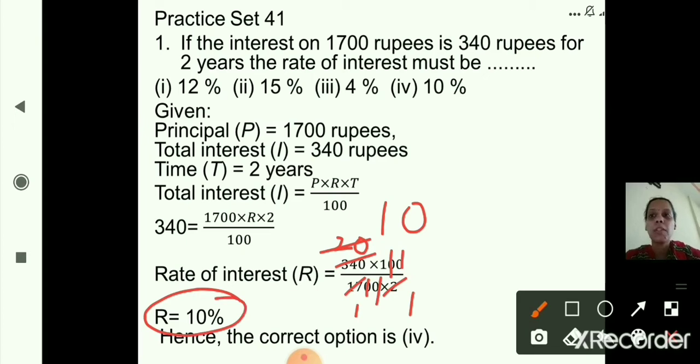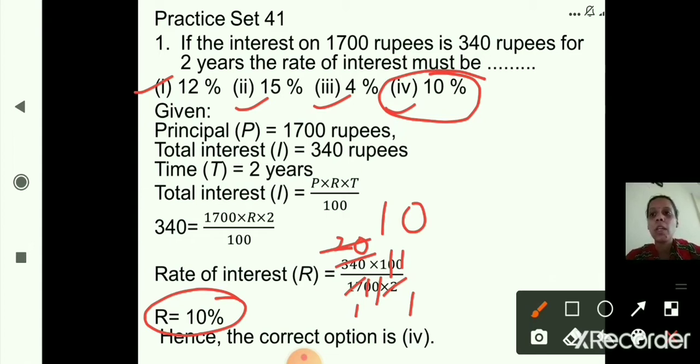Now see the options which are given. First option is 12%, second is 15%, third one is 4% and fourth one is 10%. So which option is correct? Hence the correct option is the fourth one. The option 4 which is given, that is the correct one. So first we will solve this sum, then we will choose the correct option.